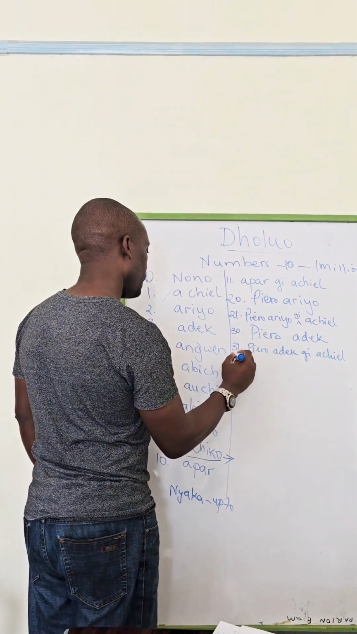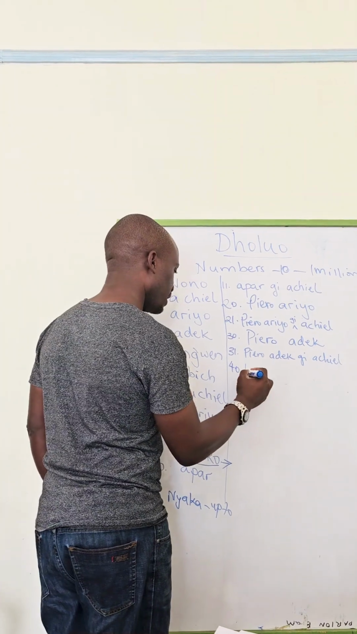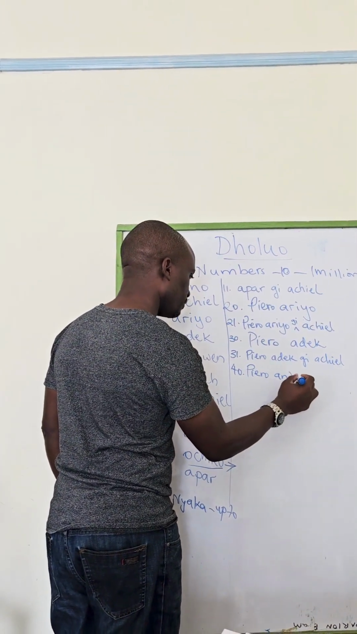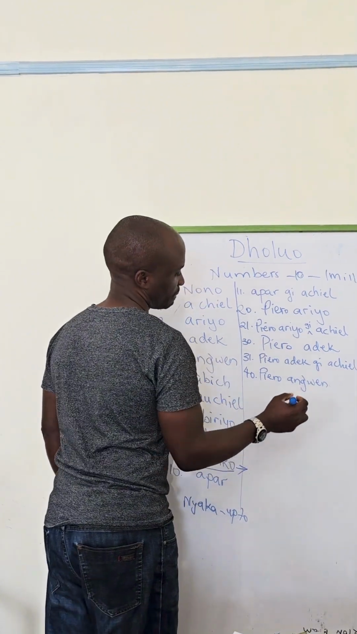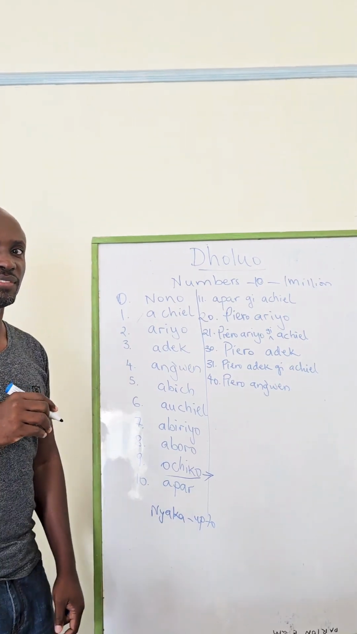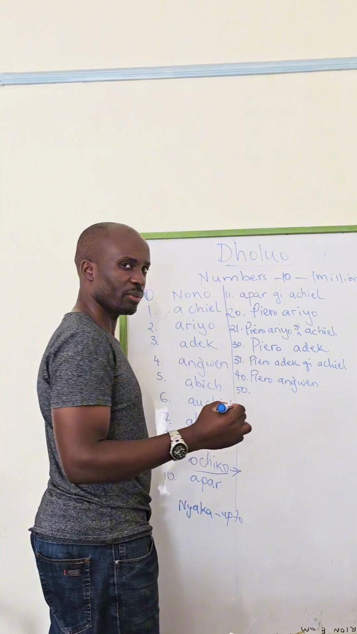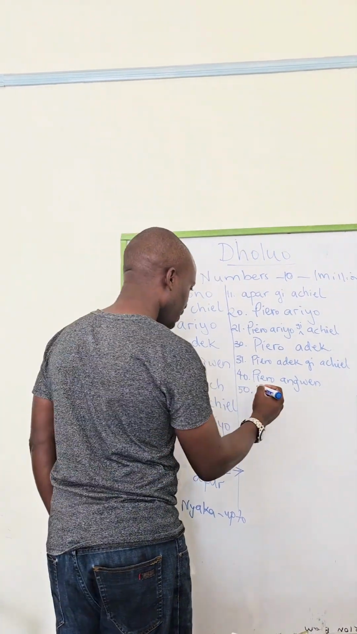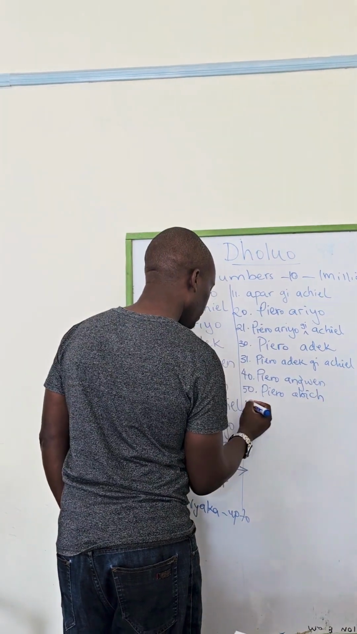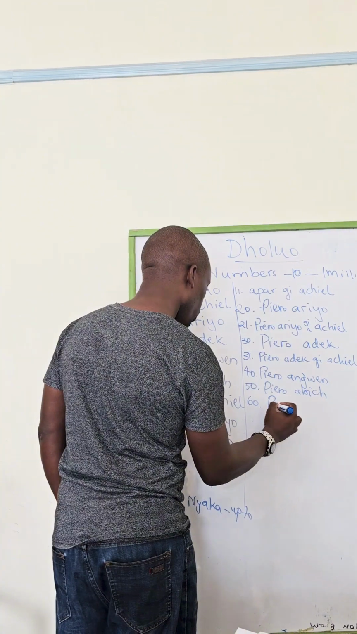Okay? Now you can guess 40. 40 is Pierang'wen. Okay, now what is 49? Pierang'wen gi Ochiko. 50 is Piero abich. 60 is Piero auchiel.